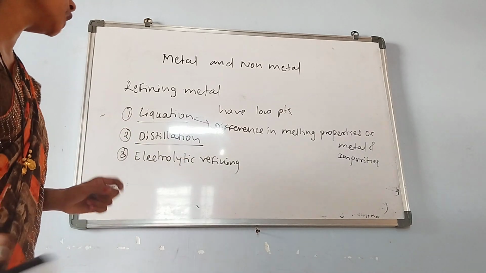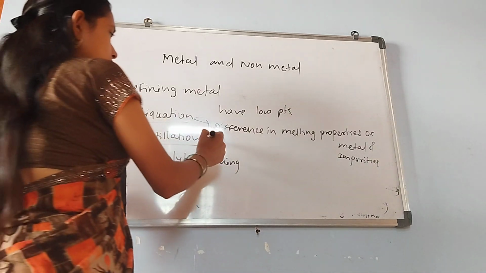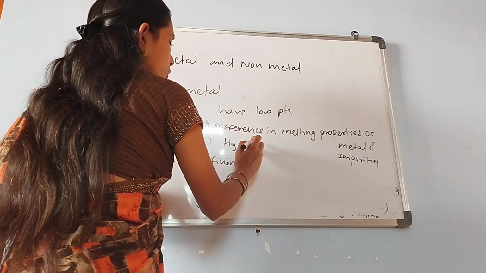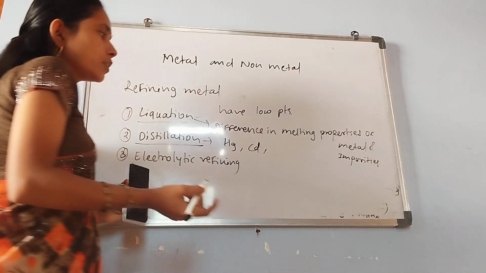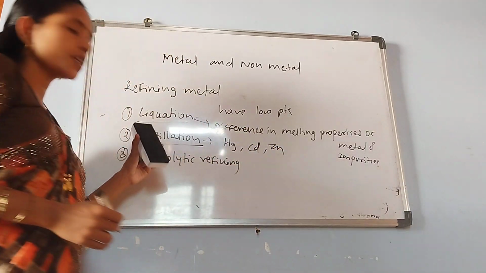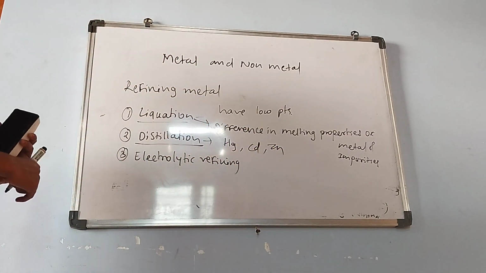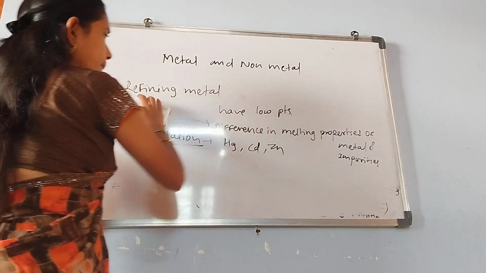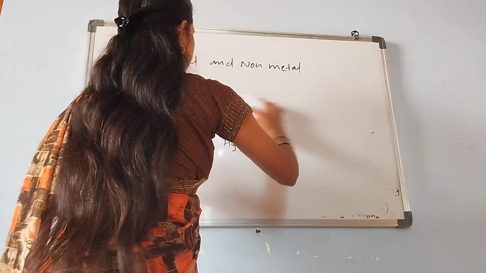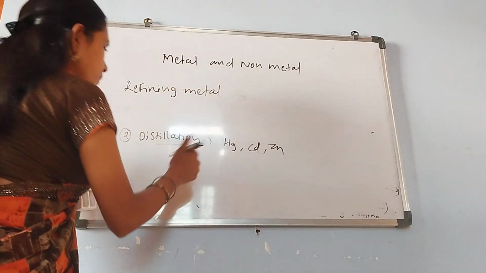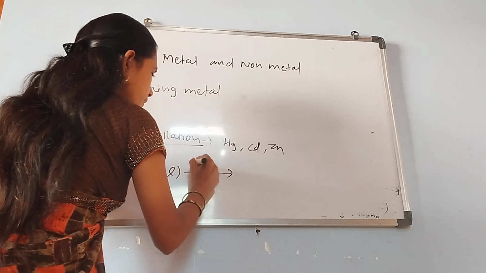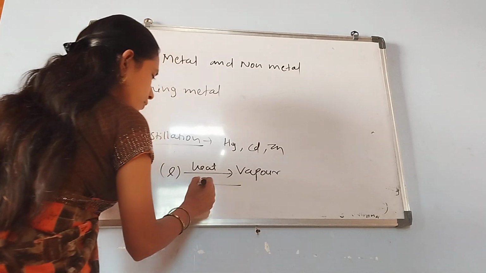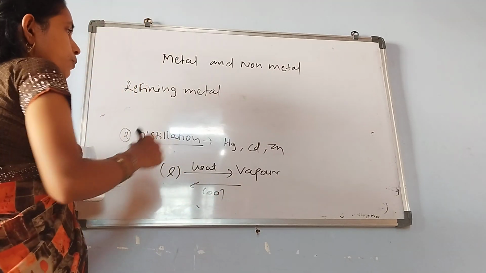I am going to discuss examples of this distillation process with metals. Examples are mercury, cadmium, or zinc. These are the metals we can do the distillation process for. So what is the distillation method? I'll write down here. For example, we can take a liquid. We heat the liquid, so it will convert into the vapor form, and again the vapor we cool, then it will become a liquid. So the process I will discuss here.